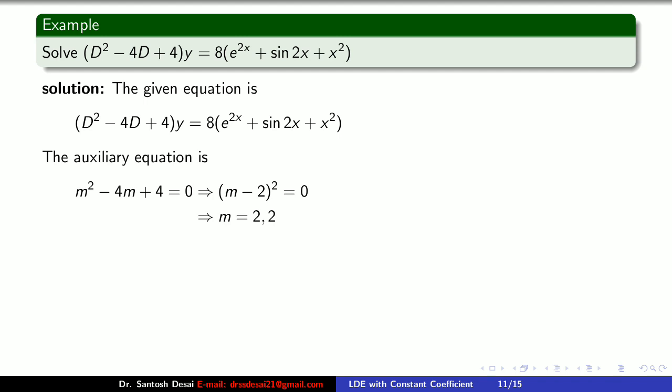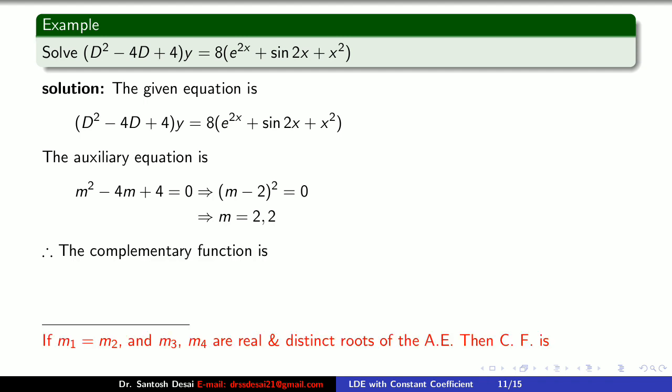So again the roots are repeated. So therefore the complementary function is written by using the rule. That is, if m1 is equal to m2 are the repeated roots, then the complementary function is c1 plus c2x e raised to m1x, and if m3 and m4 are real and distinct, then we get c3 e raised to m3x plus c4 e raised to m4x. So using this rule, the complementary function is CF is equal to c1 plus c2x e raised to 2x.